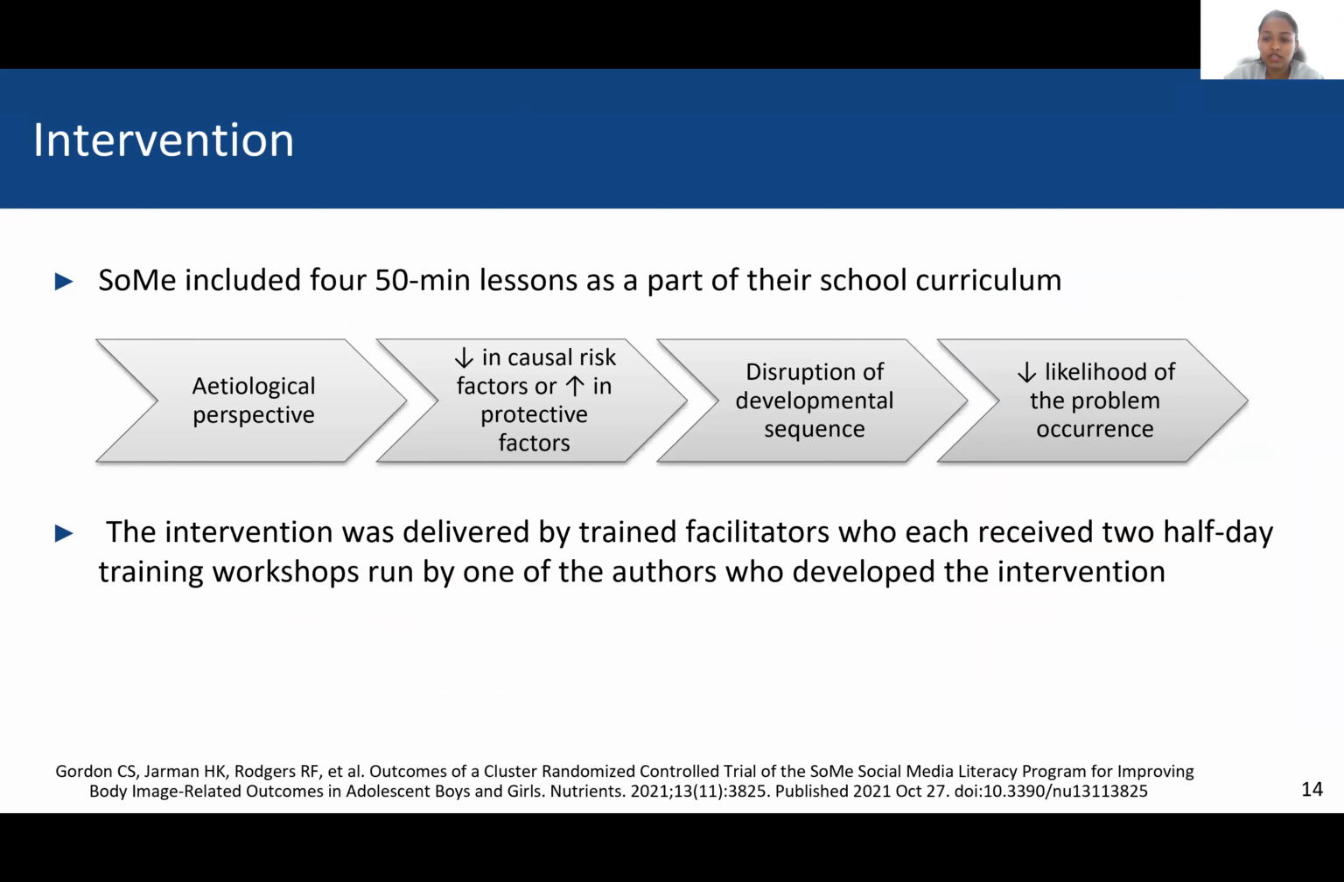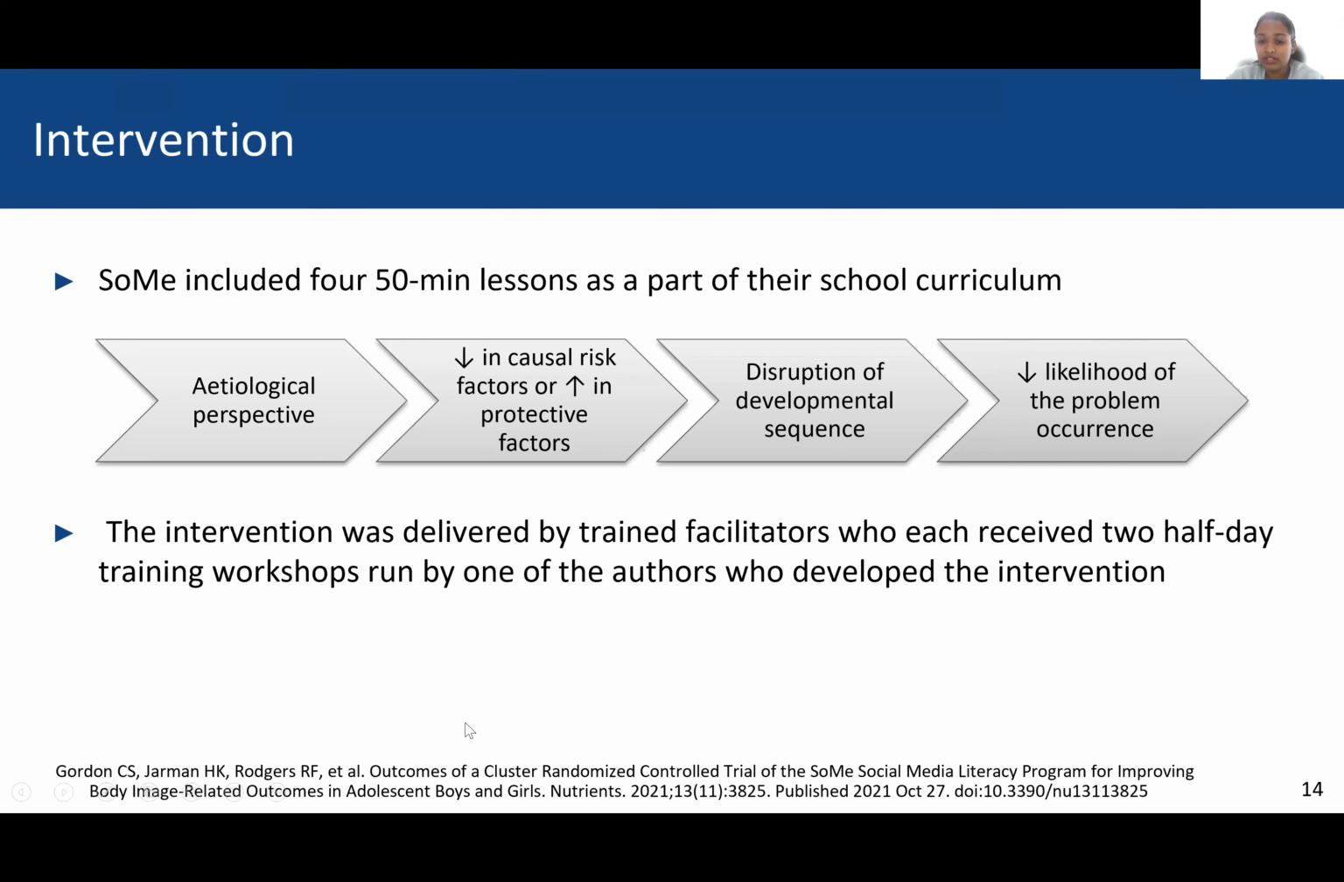Okay, so this is how the authors thought that this intervention would actually work. It was underpinned by an etiological perspective, which proposed that a reduction in causal risk factors or an increase in the protective factors for a problem will disrupt the developmental sequence and thereby result in a reduced likelihood that the problem will occur. So SoMe endeavored to provide early adolescents with critical social media literacy skills to counteract the detrimental effects of social media exposure.